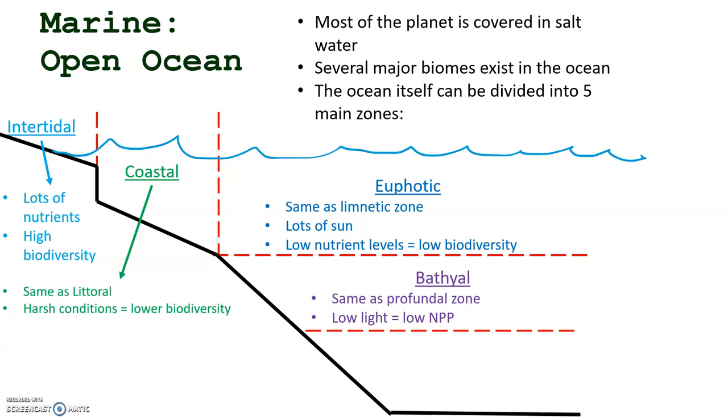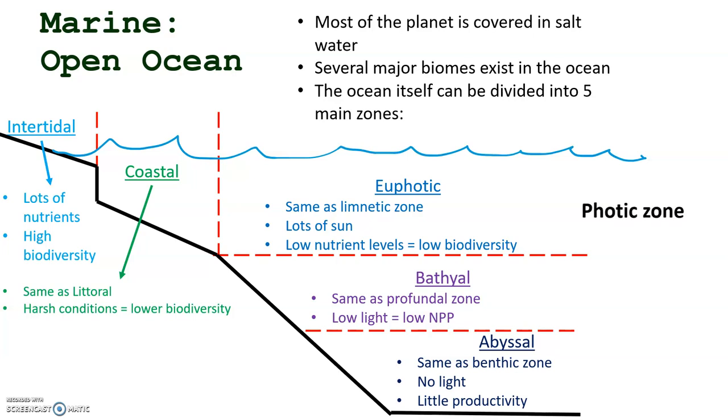The bathyal zone is the same as the profundal zone. So we have that low light again and low net primary productivity. And then we have the abyssal zone, which is the same as the benthic zone. It's the bottom. There's no light. There's little to no productivity down at the bottom of the ocean.